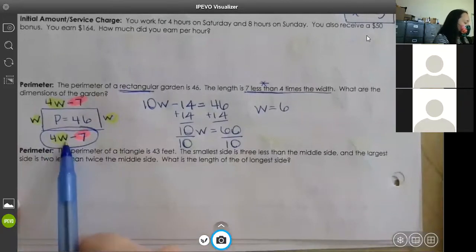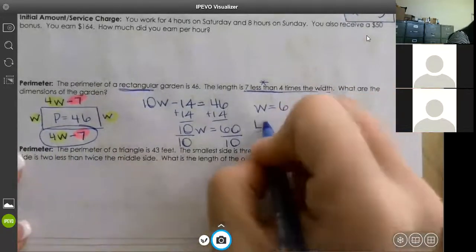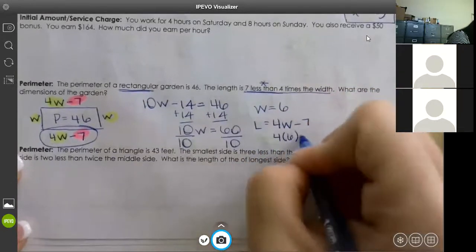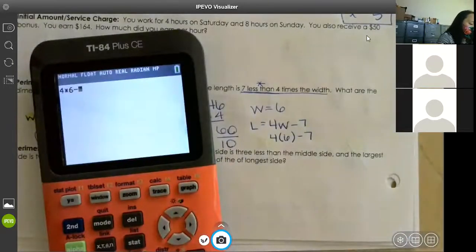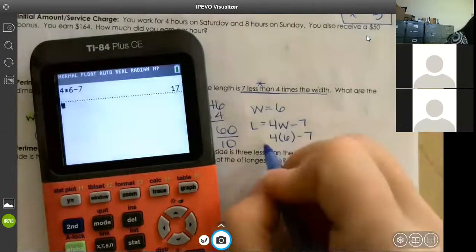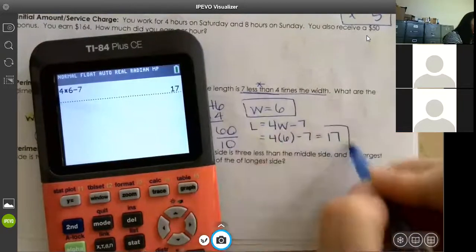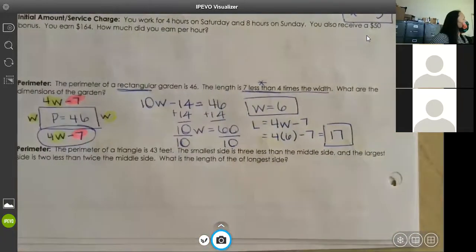4 times 6 minus 7. So the length was 4W minus 7. So we do 4 times 6 minus 7. Again, if you need your calculator, 4 times 6 minus 7 gives us 17. So there's your width and there's your length. Make sure you're answering the questions that they ask. I've seen EOC questions where people get every single thing right. They're doing the entire work right, but they don't answer the question. So make sure you watch that question.